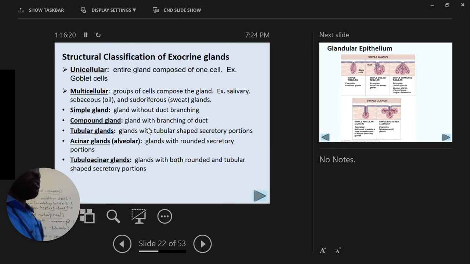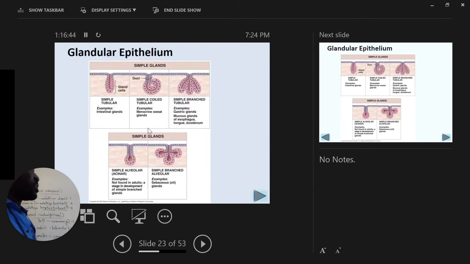Now, I'll just rush through this. Simple glands are glands without branching ducts, meaning that they are just simple. They don't have branches. Compound glands have branching. Now, compound, sorry I didn't put this appropriately. Compound can be tubular, it can be acinar, it can be tubulo-acinar. So let's go, I'll show you.